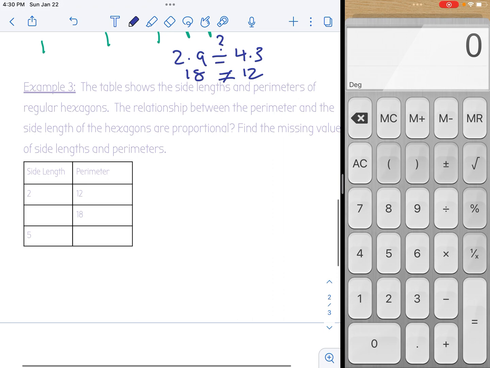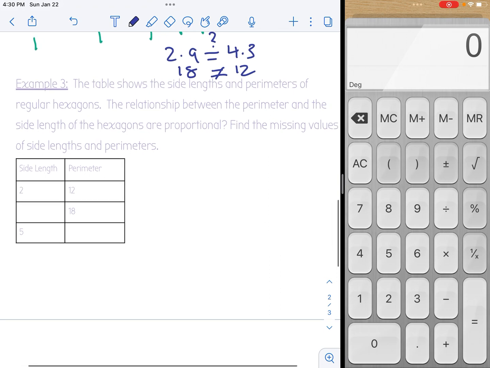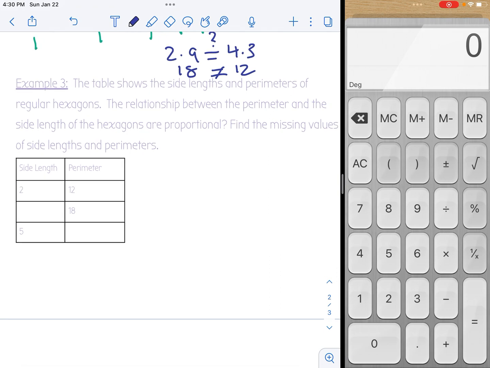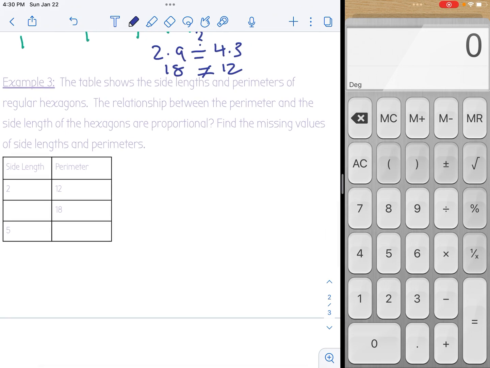All right, last one. The table shows side lengths and perimeters of regular hexagons. Is the relationship between the perimeter and the side length of the hexagons proportional? So we also need to be able to find the missing values here. So I'm going to go ahead and set my first rate. I know that when the side length is 2, my perimeter is going to be 12.